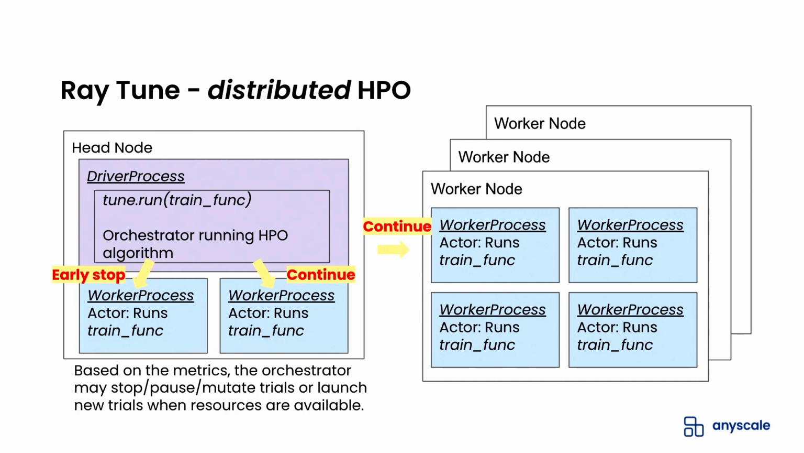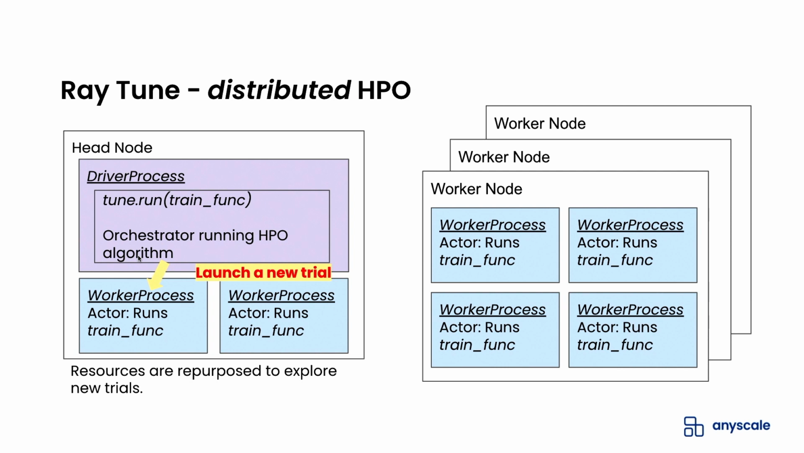So for example, we early stop this trial. And then the resources are freed up, and then they can be repurposed to explore some new trials. So in this case, the orchestrator decides to place a new trial on top of this actor.